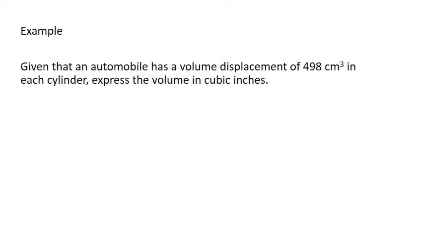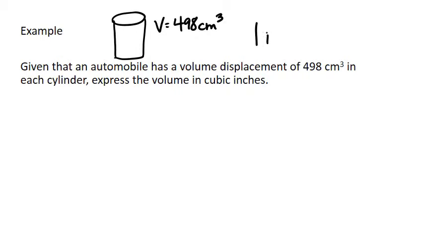So what I know is that I have a cylinder, and that cylinder has a specific area of its base and it has a specific height. And that total volume is 498 cubic centimeters. The other thing that I know is that 1 inch is equal to 2.54 centimeters. So if I want to calculate the volume for this cylinder in inches, I'm going to have to do a conversion. Okay? And this is what I'm going to do.